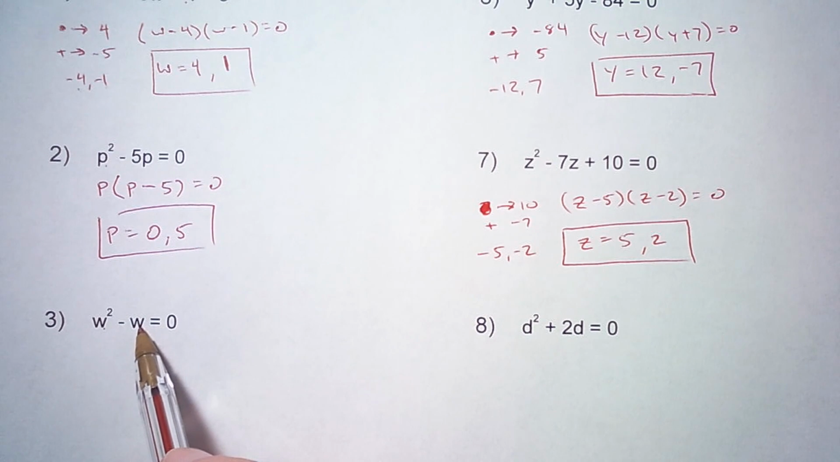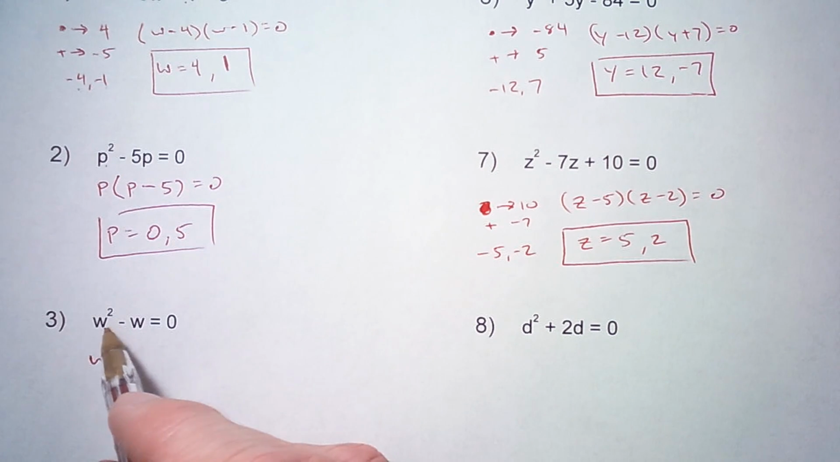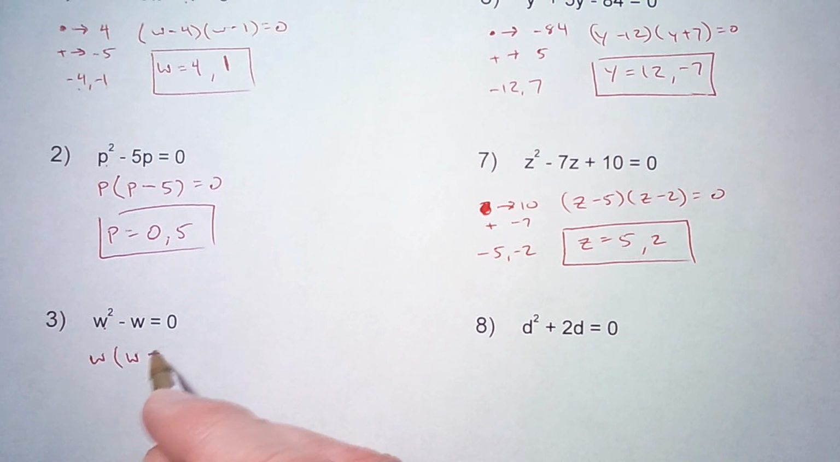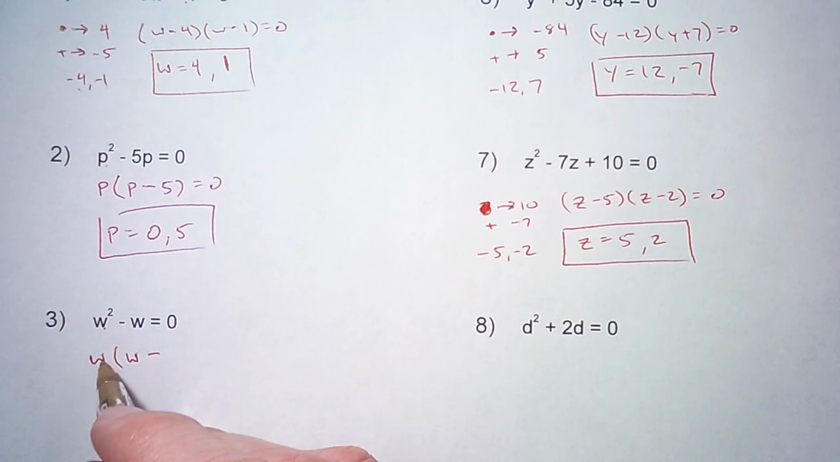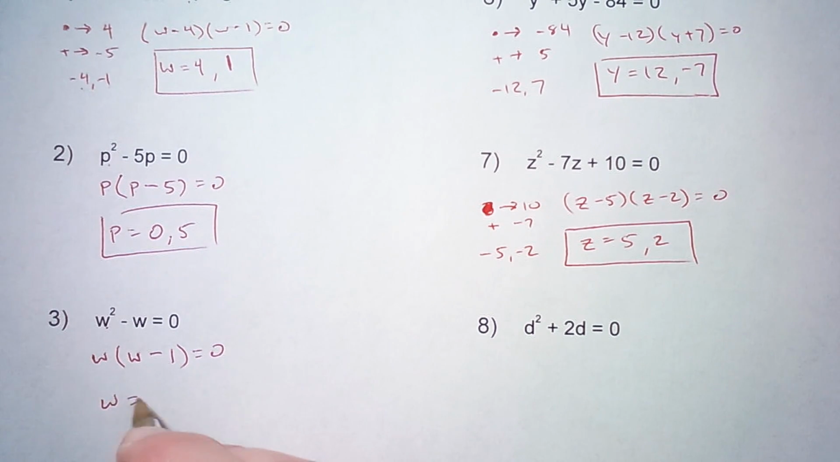My next one is 2 terms again, and there is a greatest common factor. That common factor is w. So I can factor out a w. W squared divided by w is w, minus w divided by w is 1. So to make this factor 0, I would say w is 0. To make this factor 0, I would say w is 1.